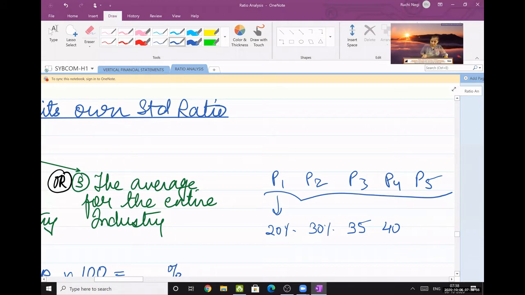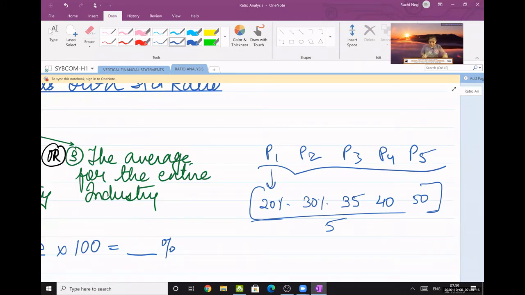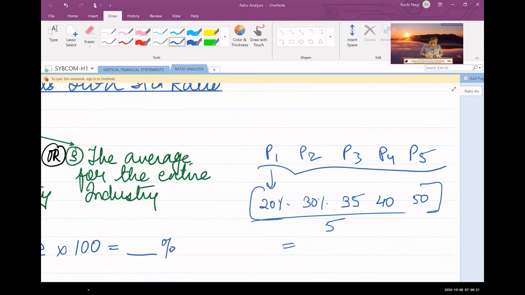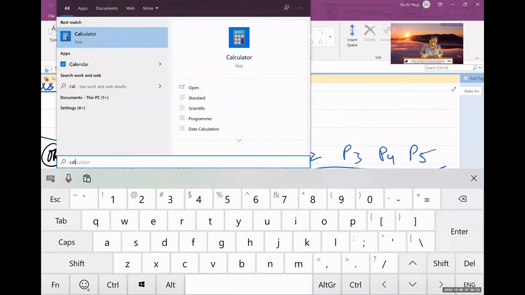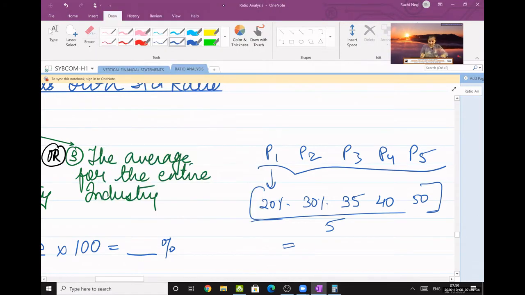Okay, तो क्या करने का? Yeah, this is an entire industry. I'm giving an example. So take the average of this. So 1, 2, 3, 4, 5. I'll divide by 5. If there are 4 companies, you will divide with 4. If there are 3 companies, divide with 3. If there are 10 companies, divide with 10. So this is how you calculate the average. Okay, I'll show, just a minute. So 20 plus 30 plus 35 plus 40 plus 50 divided by 5. Okay, so the average GP ratio is 35.